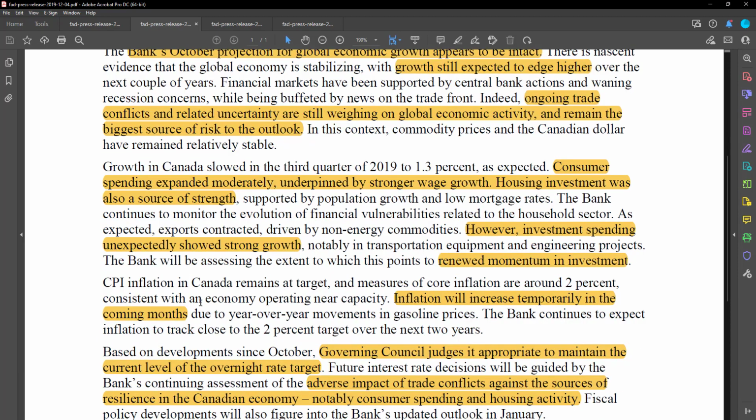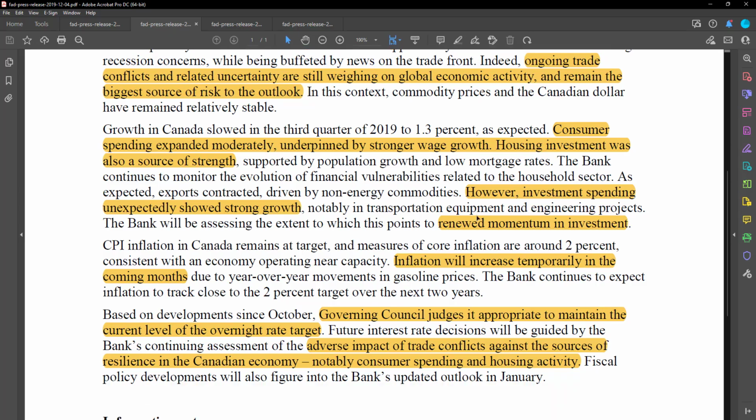Now, some other key points here. Consumer spending expanded moderately, underpinned by stronger wage growth. Housing investment was also a source of strength. So right here, they tell you about 3 areas of the economy that they are fairly happy with. And it's worth just keeping an eye on those. Consumer spending, so that would be something like retail sales, which is the strength there is coming from wage growth. So wages are something to look out for. And then housing investment, so housing data is worth looking at.